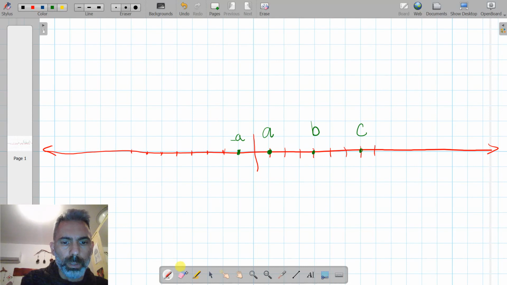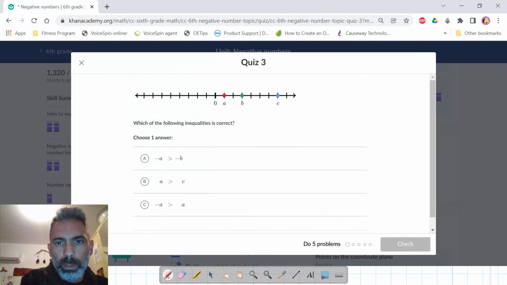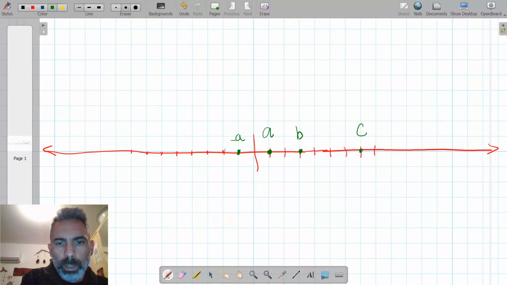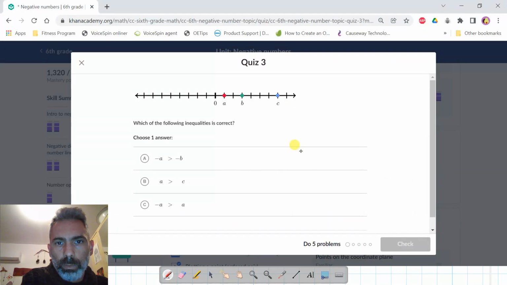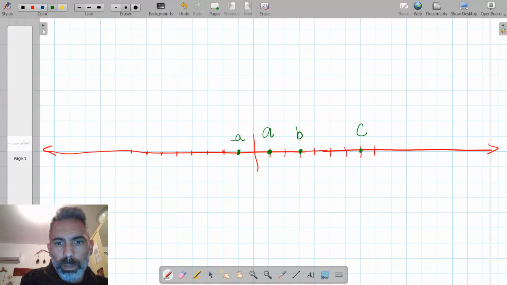Okay, so sorry. I accidentally put the positive B on the 4th hash mark. It should be on the 3rd. So this is point B. 1, 2, 3, right? And C is 1, 2, 3, 4, 5, 6, 7.